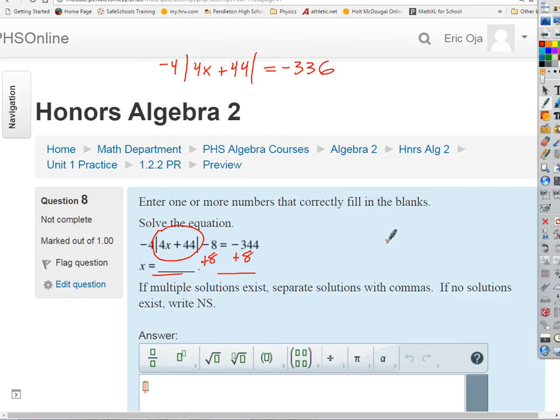Okay, so next step, we've still got to divide both sides by negative 4 to get the absolute value by itself. And when we do that, we end up with the absolute value equation, the absolute value of 4x plus 44 equals, now negative over negative is positive, and so this is going to give us, what, 84?